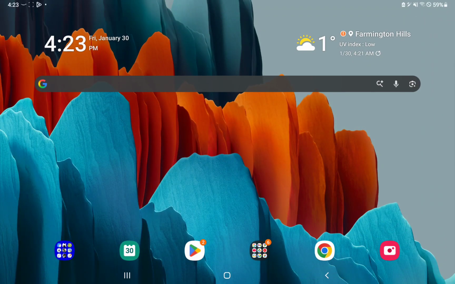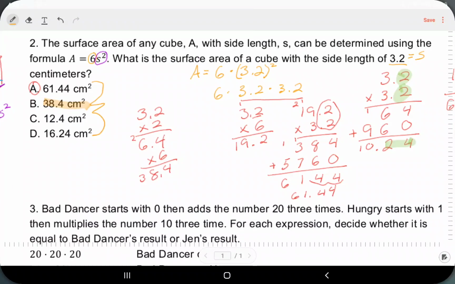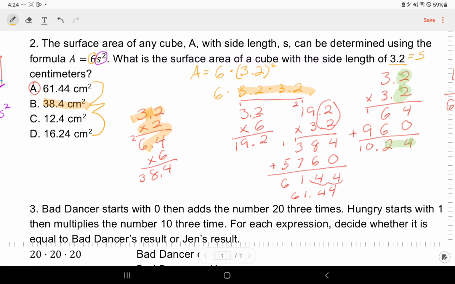Okay. Oops, I turned on the music. Okay. So we got to watch out for those mistakes, because those mistakes, while they are common, will get us a wrong answer. Okay. So we want to multiply the number by itself and then times 6.